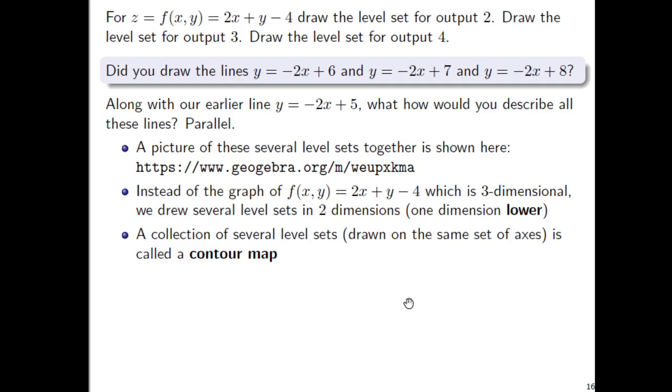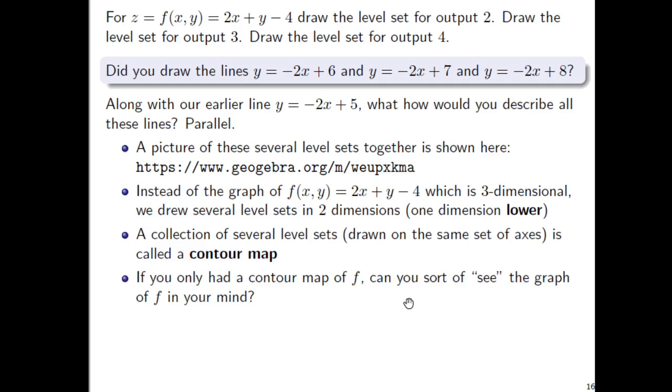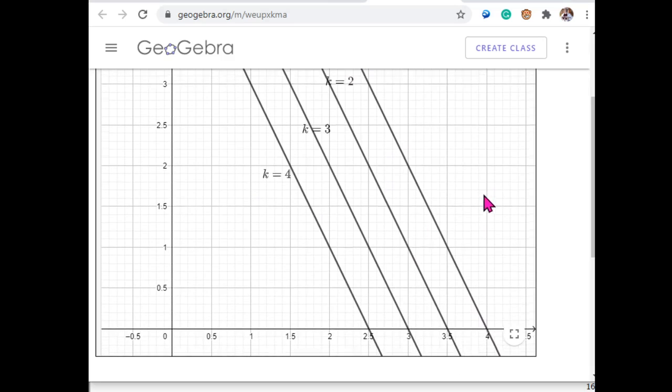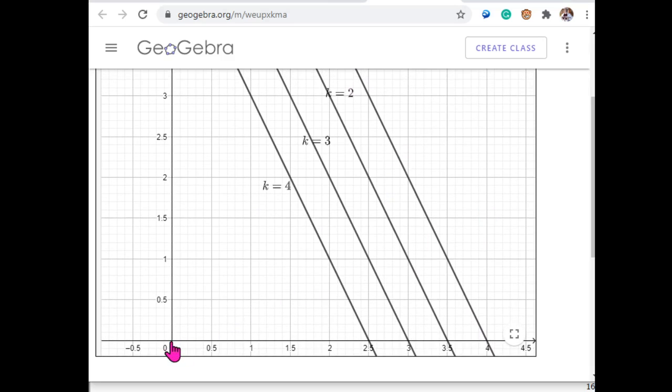So a collection of several level sets drawn on the same set of axes, as we just saw here, is called a contour map. If you only had a contour map, can you sort of see the graph of f in your mind? Imagine, let me zoom a little bit here, where this origin is, right where my mouse is. I know you're looking at this on screen, right? But imagine right here there's a z-axis pointed straight towards you, perpendicular to the screen. It's the normal vector to the plane of your screen.